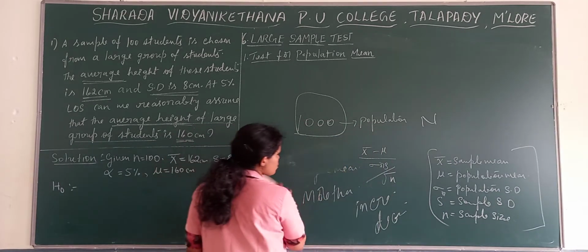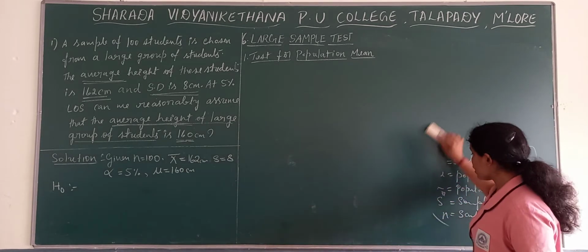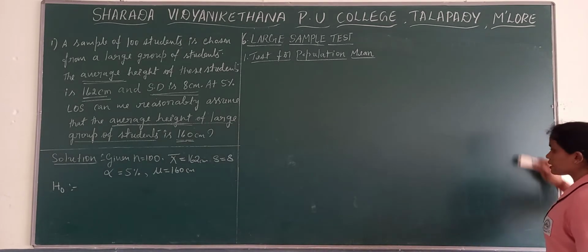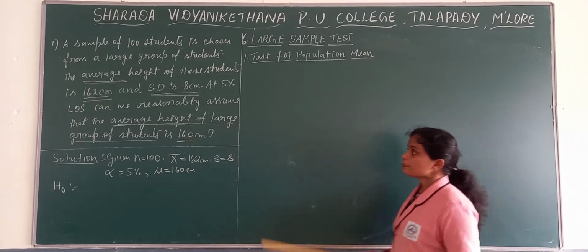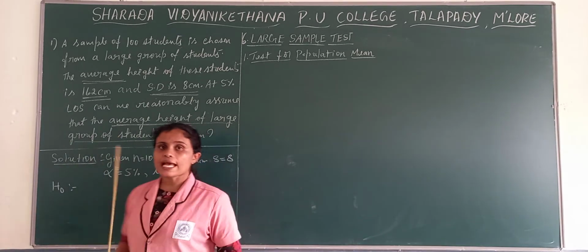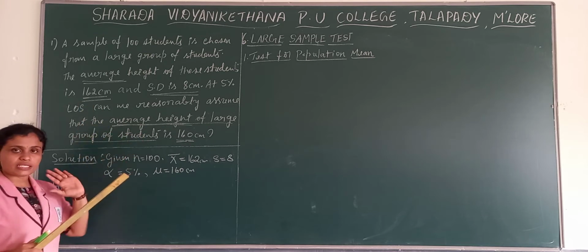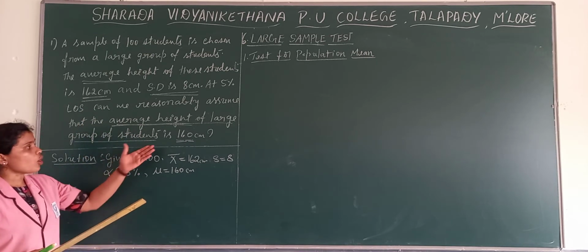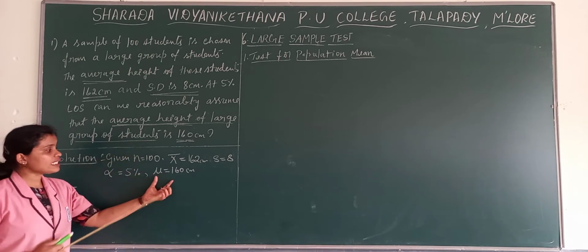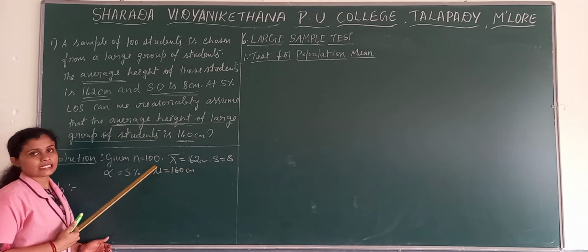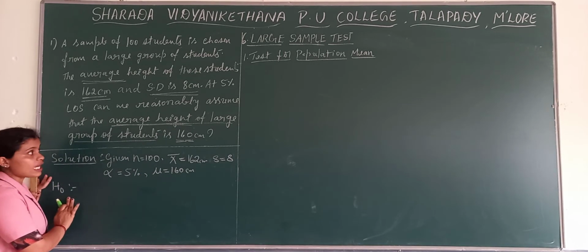Now, when you read this question, you cannot find any increase, decrease, less than, more than, or significance. It's a simple question: can we reasonably assume that the average height of a large group of students is 160 centimeters? In this kind of question, firstly, see the sentence which is connected with mu, that is the population mean. That sentence you take as the null hypothesis.